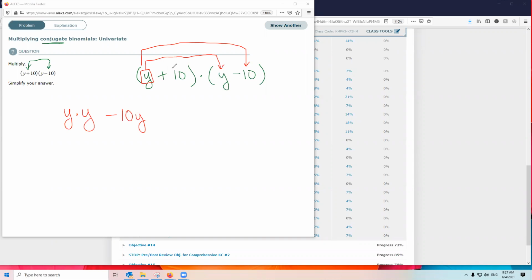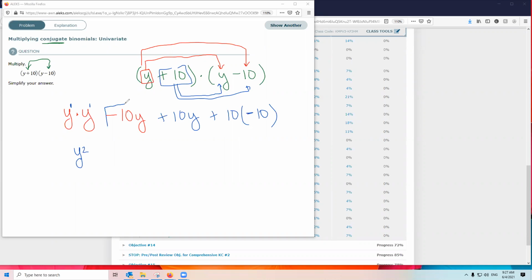Now I'm going to move here to this 10. That 10 multiplies the y in the back. That's plus 10y. And finally, this 10 multiplies the negative 10 in the back like that. All right, let me clean this up. Well, this is y to the 1 times y to the 1, which is y squared.